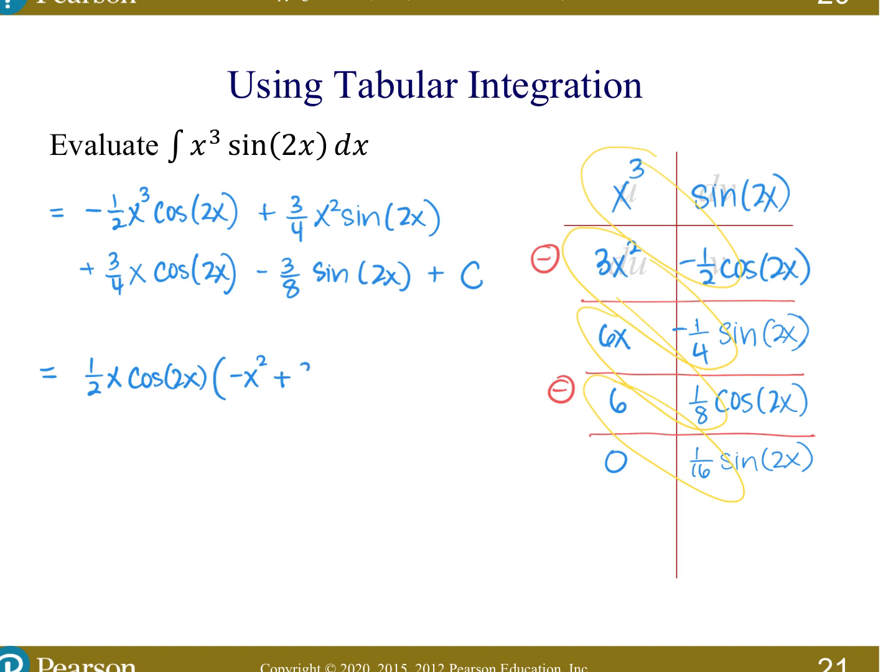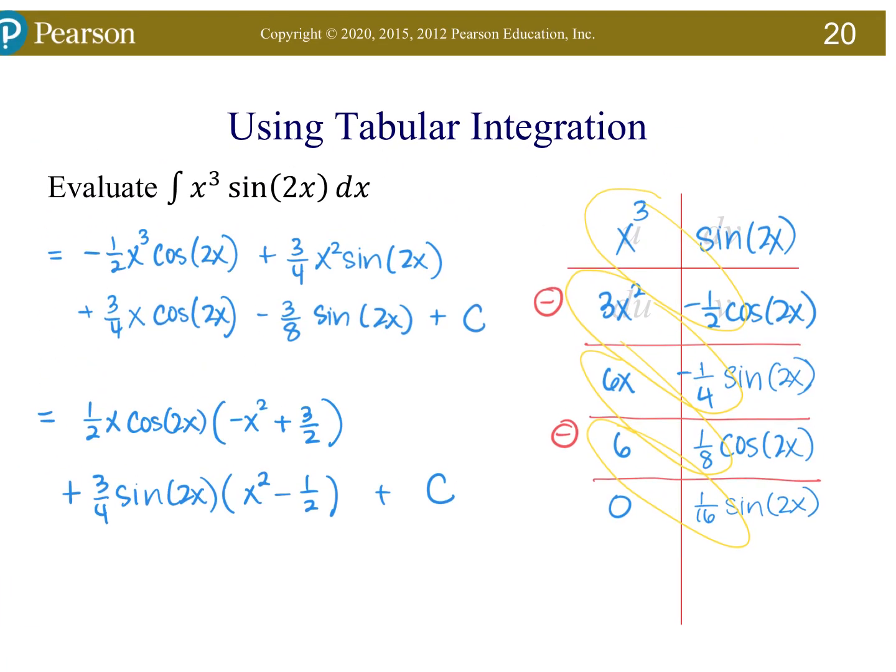plus 3/2. And then from the sine terms, you could pull out a 3/4. And that would leave you with x squared minus 1/2 plus c. So that is another way you might see that answer, where it's partially factored, not fully factored, but partially factored according to the trig terms. You might see that. Okay?